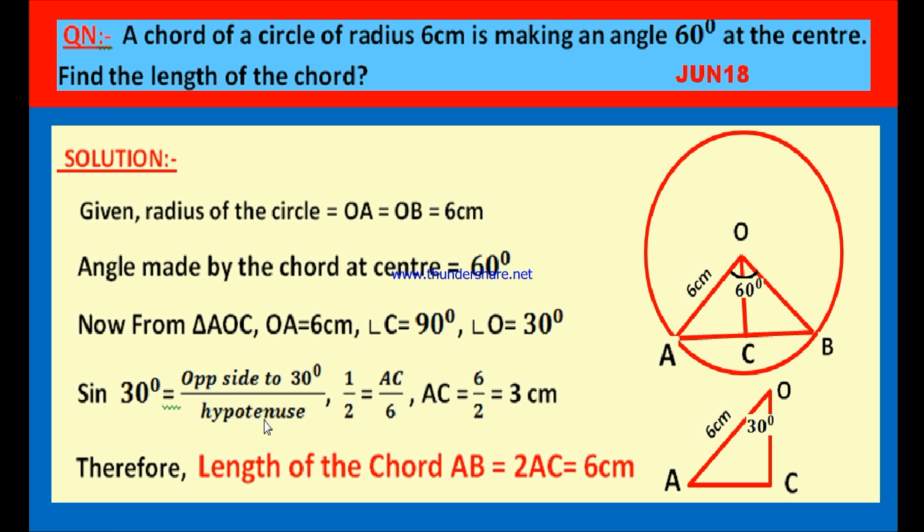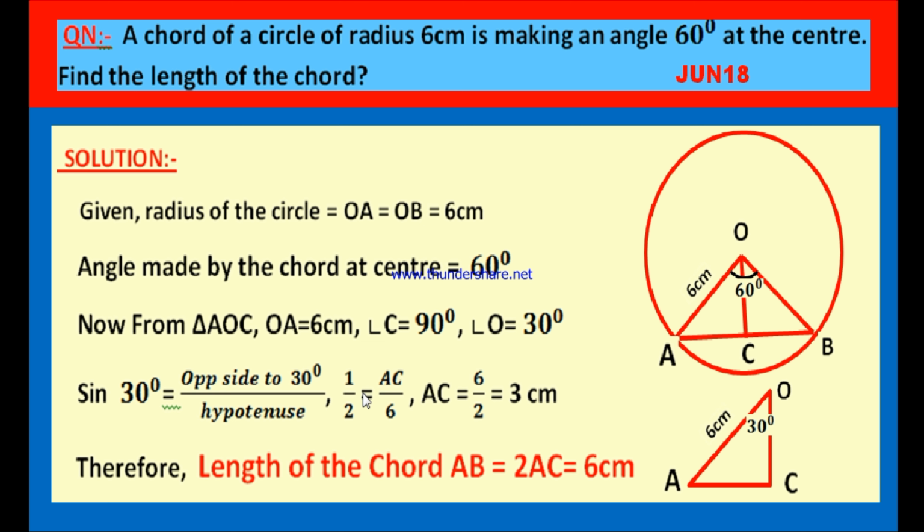Therefore, from this right triangle, we know the hypotenuse and we have to find AC. AC is nothing but the opposite side to 30 degrees. Therefore, consider the trigonometrical ratio sin 30 degrees. Sin 30 degrees is equal to opposite side to 30 degrees by hypotenuse. The value of sin 30 is 1 by 2 and the opposite side to 30 degrees is AC, by hypotenuse. Ready? The hypotenuse is OA.